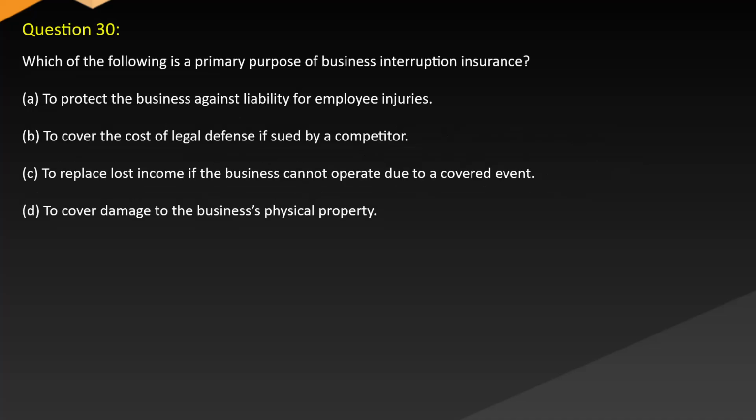Question 30. Which of the following is a primary purpose of business interruption insurance? A. To protect the business against liability for employee injuries. B. To cover the cost of legal defense if sued by a competitor. C. To replace lost income if the business cannot operate due to a covered event. D. To cover damage to the business's physical property.